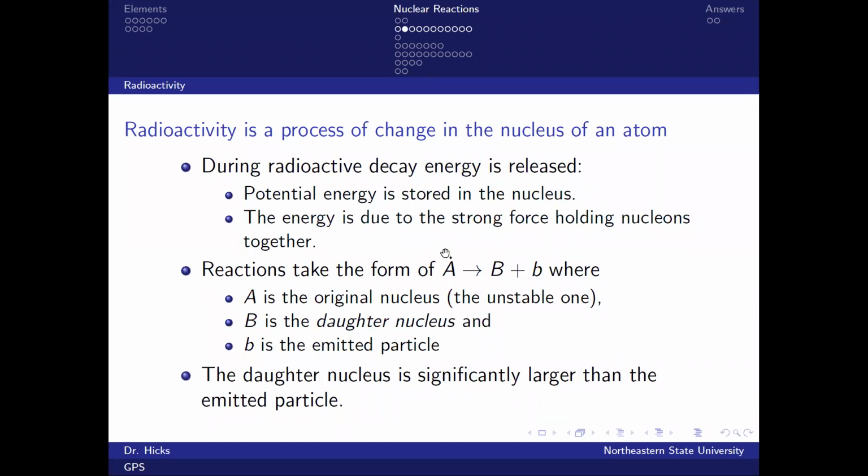In this radioactive decay process, energy is always released, and that's because there's some potential energy in the nucleus from the strong force holding everything together. These decay reactions take the form of A decaying into capital B, which is the daughter nucleus, and lowercase b, which is whatever particle was emitted. And in radioactive decay, the daughter nucleus is always significantly larger than this emitted particle, lowercase b.